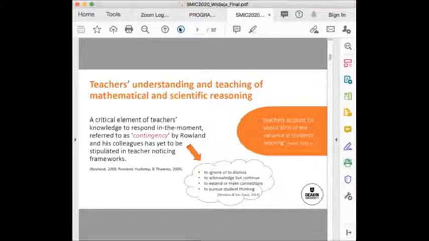Then the third option is to extend the lesson, and make connections between the contingent moments. For example, the teacher may see that a student responded incorrectly, and then want to use that moment as an opportunity to make connections or probe further into the student's thinking. And that's the last point. So there are various possible responses that a teacher will make when faced with contingent moments.